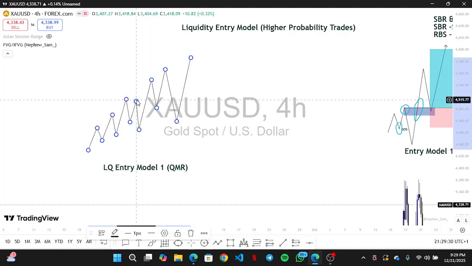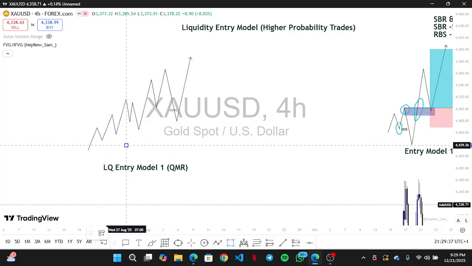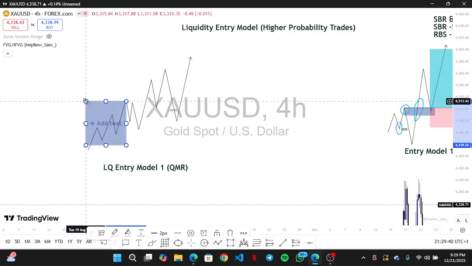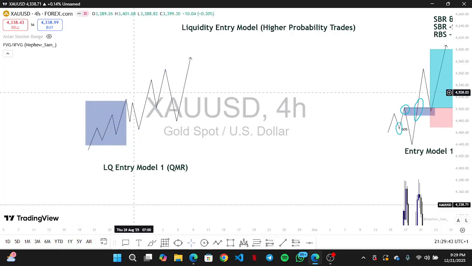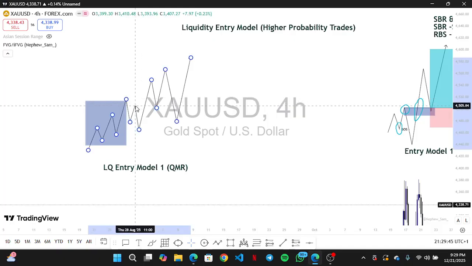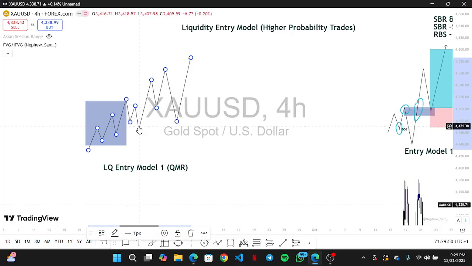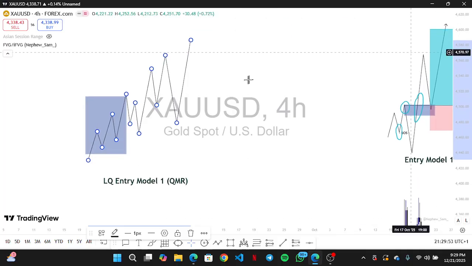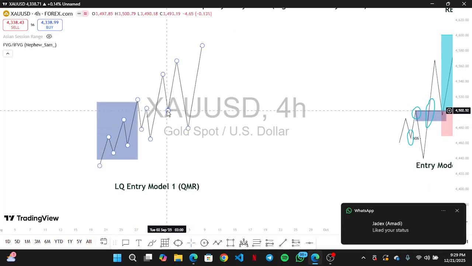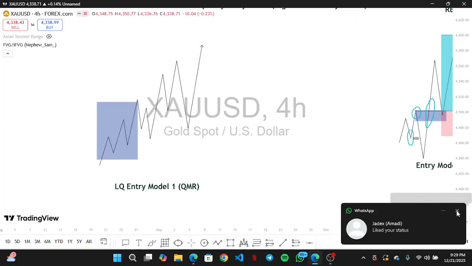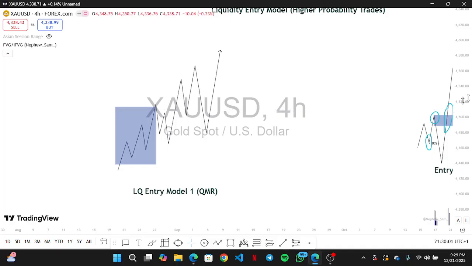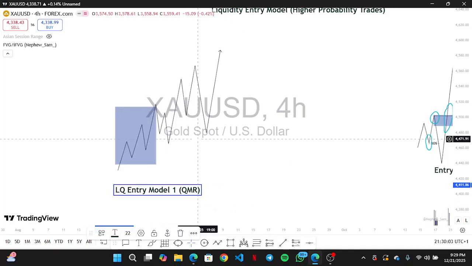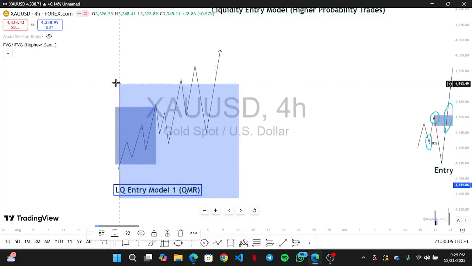Don't mind all this pre-price stuff, all these drawings I did from this point before. It's not necessary, don't pay attention to them. I just drew it for the sake of narrating that the market is going up in this uptrend. Now just pay attention to this part here, from after this box upwards. So this is what we are talking about in terms of liquidity entry model, entry model one. Entry model one is going to look like this.